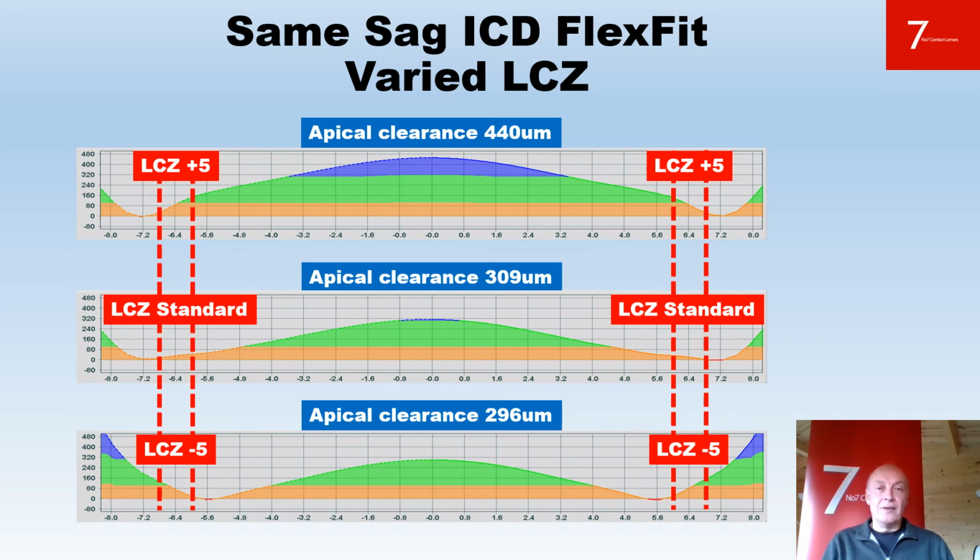So on the standard lens, this is showing us with a central clearance of 309 microns. If we increase the limbal clearance zone by 5 degrees, this gives us 125 microns of lift and increases the apical clearance. If we reduce the apical clearance by reducing the limbal clearance zone by 5 degrees, that drops it down by approximately 125 microns. So you can see very graphically the change in apical clearance that's caused by altering the limbal clearance zone.